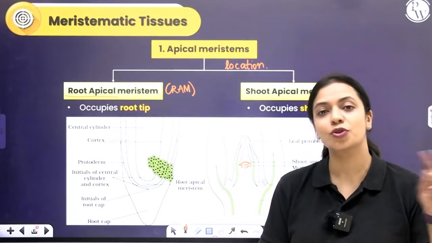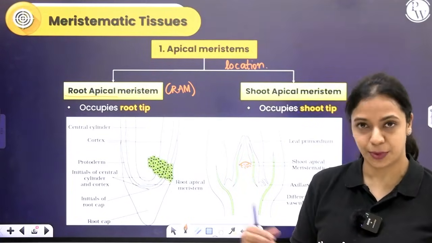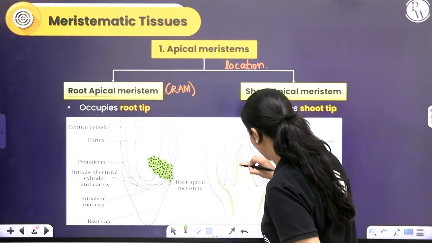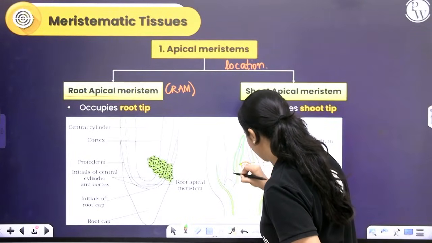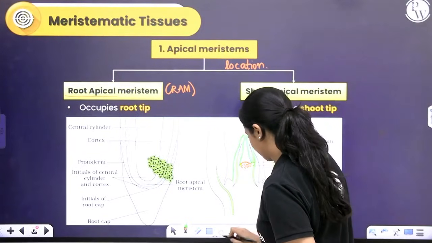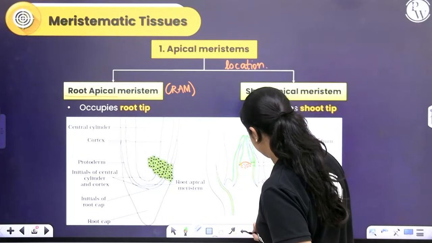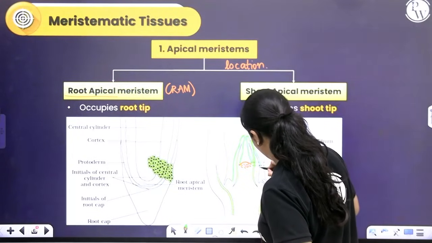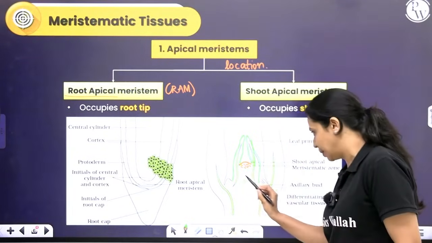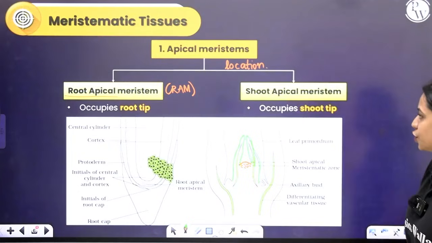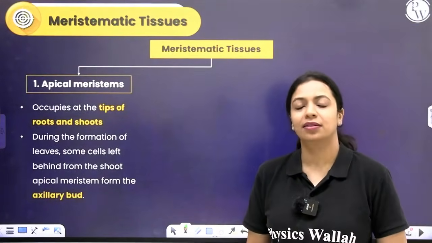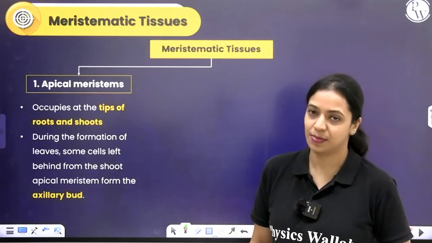Remember, it is from the shoot apical meristem that leaves will arise, leaf primordia forms, right? So, whatever you're looking at here, which I will outline in green color, are basically leaf primordia that are arising. Eventually, they will become big leaves. Okay, so this is the leaf. So if it is present at the tip of the shoot, then you call it the shoot apical meristem. Next, already you know, at the root tip and the shoot tip, apical meristems are present.